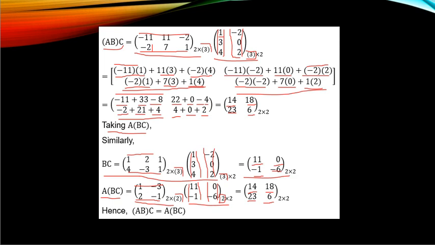Now check this result and this result. They are the same. That shows that matrix multiplication follows the associative property.